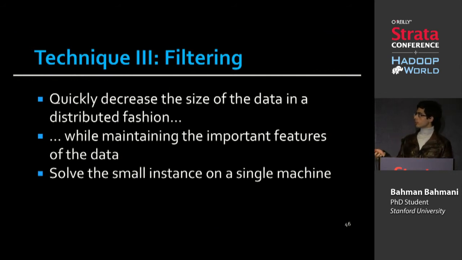The way we do that is that we quickly decrease the size of the data in parallel, in a distributed fashion, while maintaining the features of the data that we need to actually compute the result that we want. And then we solve that smaller instance of the problem just locally. Let's see an example of that.